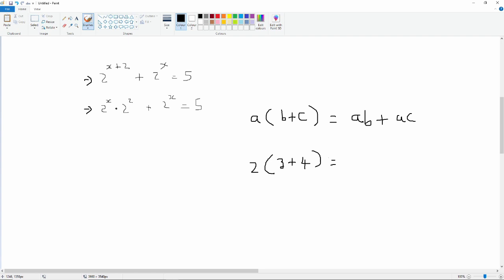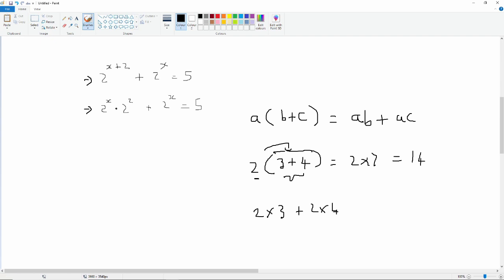is equal to, so we know from our order of operations that we have to solve the brackets first. So we solve the brackets and that gives us 2 times 7, which is equal to 14. Okay, but what have we done by solving the brackets first? We've basically said that 2 is multiplied by everything in the brackets, the whole thing. So this is the same as 2 times 3 plus 2 times 4.